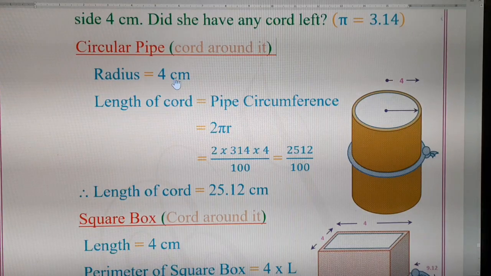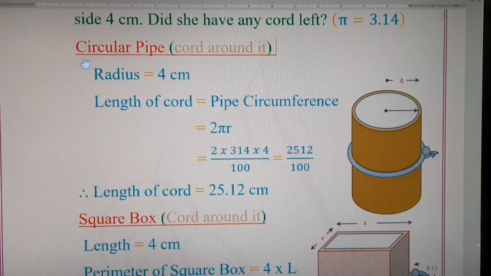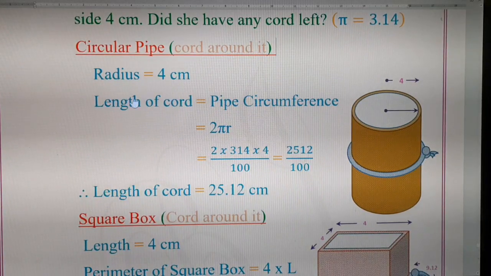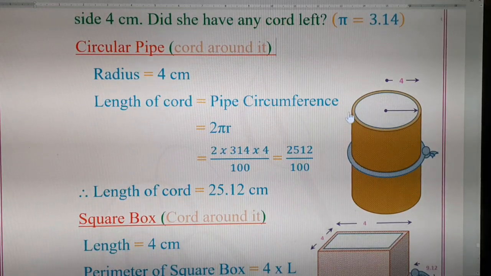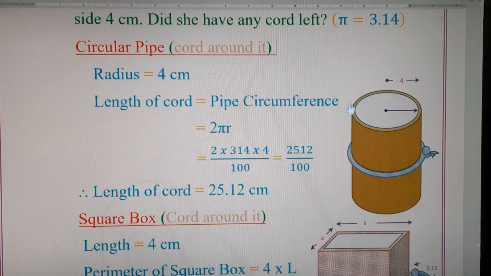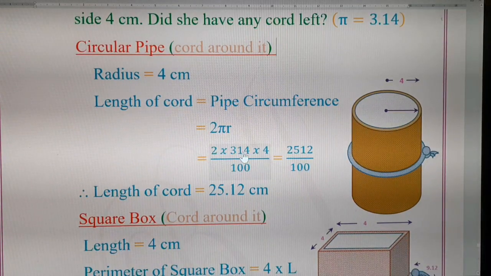The radius of the pipe is given as 4 cm, but before we start we have to write down the heading. The heading is circular pipe and there is a cord wrapped around the pipe. Radius of the pipe is 4 cm. We have to calculate the length of the cord, which is equal to the circumference of the pipe. And we can calculate the circumference of the pipe using the formula 2 pi r. So in order to find the outer length of the boundary of the pipe, or perimeter of the pipe, we have to use the formula 2 pi r, where 2 is multiplied with the value of pi.